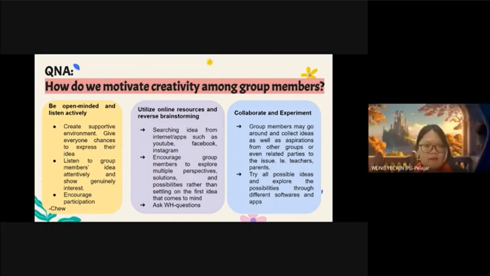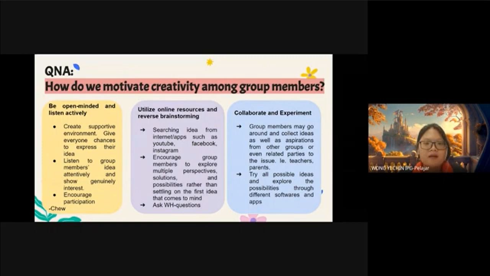And next, in my view, I think utilizing online resources and reverse brainstorming can help us to motivate creativity. In order to motivate creativity, we gather inspiration and ideas through the power of the internet and social media platforms. So we explore websites like YouTube, Facebook, Instagram, Twitter, and Pinterest, relevant platforms to find case studies or digital innovations made by others. These platforms often feature a wealth of user-generated content that can spark creativity.